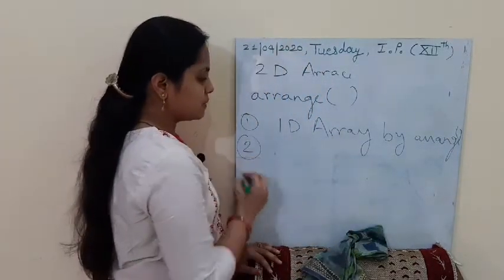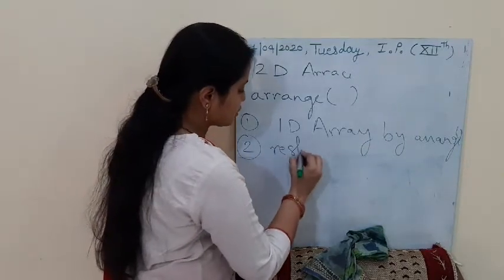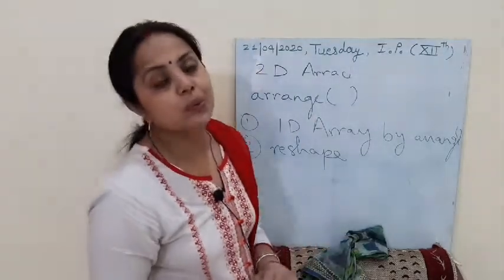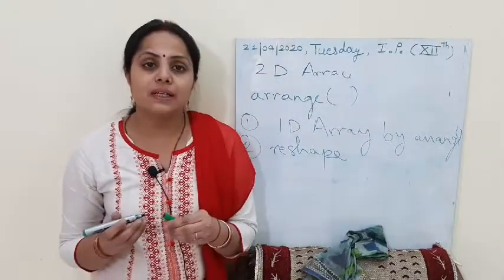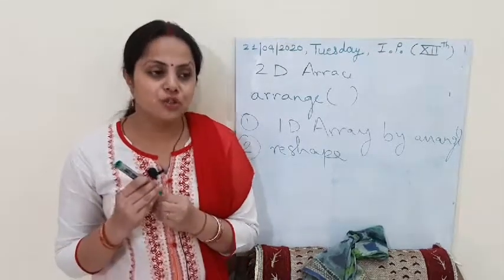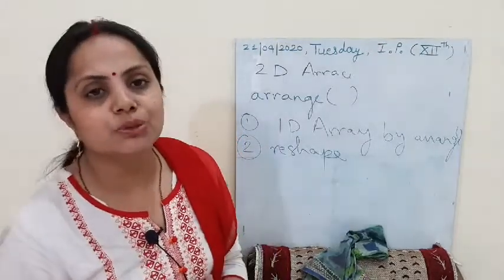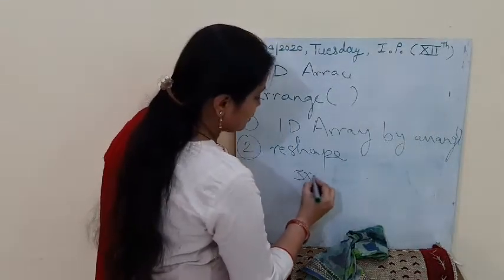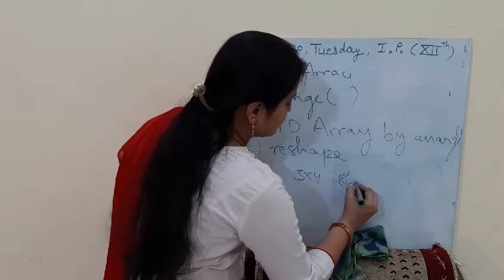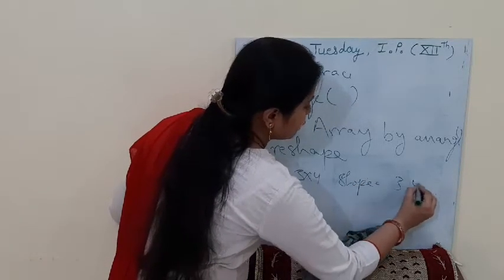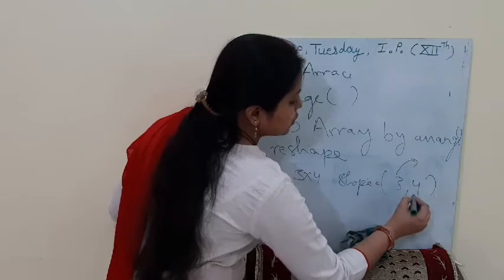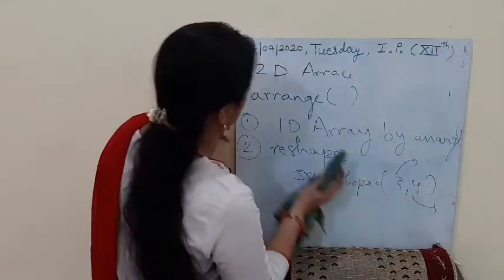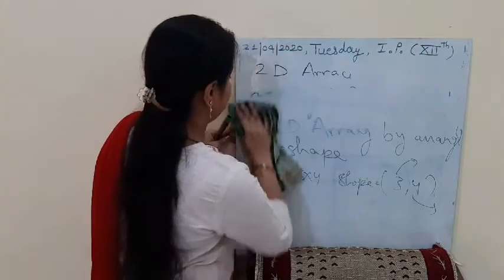Then the second step will be, we will use the reshape function to change the shape from 1D to 2D. Now do you remember what a shape is? Shape shows the row and column arrangement of an array. So if I write shape is equal to 3, 4, it means there will be 3 rows and 4 columns, m cross n. So I'll show you how. I'll give you an example.